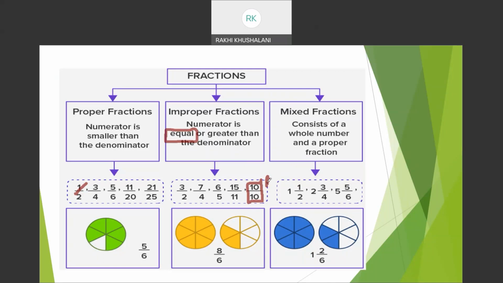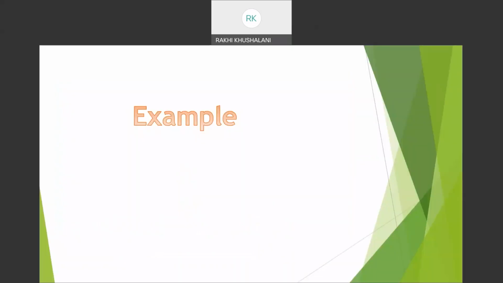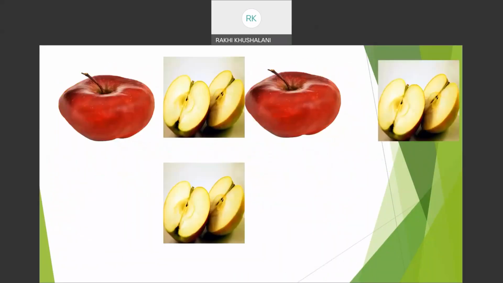A mixed fraction consists of a whole number and a proper fraction: 1, 1 by 2; 2, 3 by 4; 5, 5 by 6. So I hope this has been clear and understood, but I will just take a rush through everything that we have done till now. I will just play my slide right from the start to get everything clear.